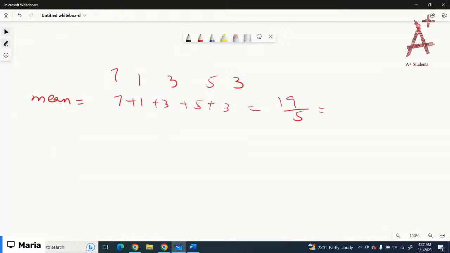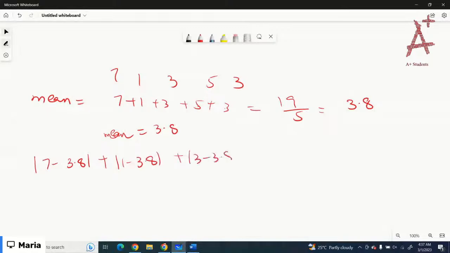So 19 over 5 is 3.8. Got it? That means the mean is 3.8. The mean of the data is 3.8. Now just subtract the mean from all the numbers and calculate their absolute value: 7 minus 3.8, 1 minus 3.8, 3 minus 3.8, 5 minus 3.8, 3 minus 3.8.